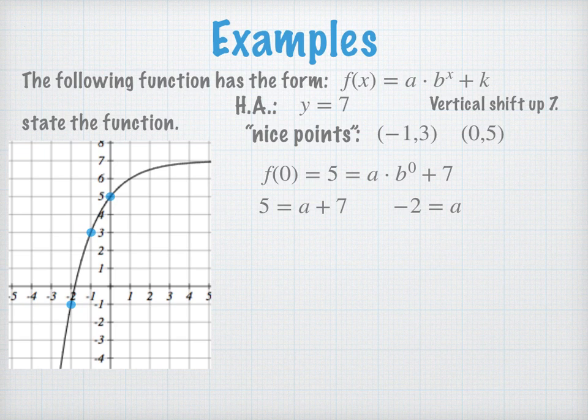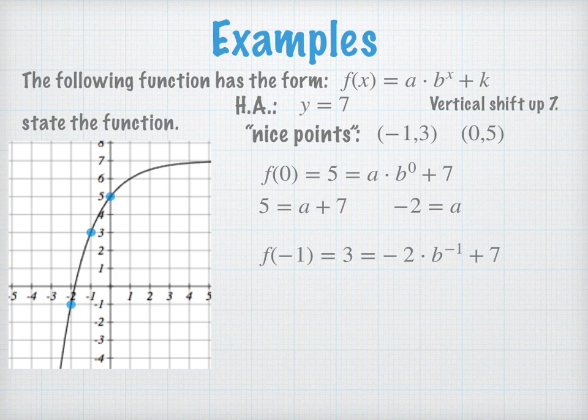Now, we have our value for a, we have our value for k, so let's use our other point to find the value for b. Our other point is an x value of negative 1, y value of positive 3. So we should have 3 equals negative 2, which was our value for a, times b raised to the negative 1 plus 7. 7 was our value for k.